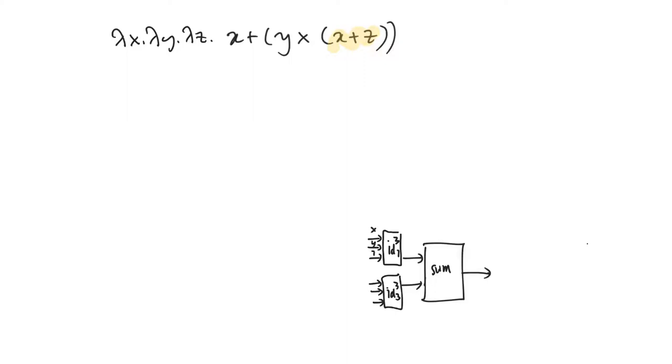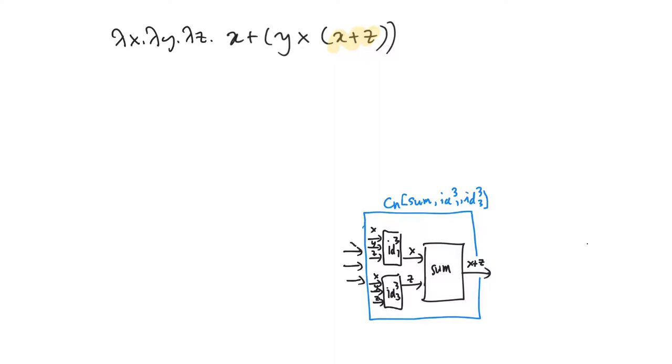So if we have x, y, and z going into both of these functions, out comes x from ID 3-1, and out comes z from ID 3-3, and then out comes x plus z from the sum. And this is the composition that we need. We've got this function, which I'll call the composition of sum together with ID 3-1 and ID 3-3. It's now a function which expects the inputs x, y, and z, and out comes x plus z, which is what we want.